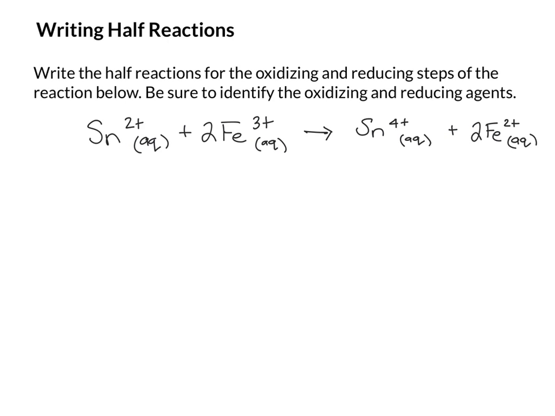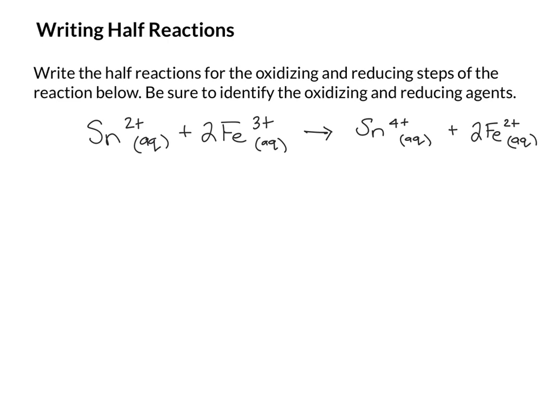So when we go ahead and write half reactions, the process of writing half reaction basically takes us into the realm of applying some of the things we've already learned. So the first thing that we're going to do is we're going to basically look at our oxidation numbers to help us identify what substance is being oxidized and what substance is being reduced.